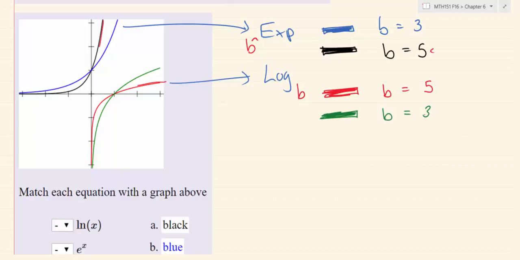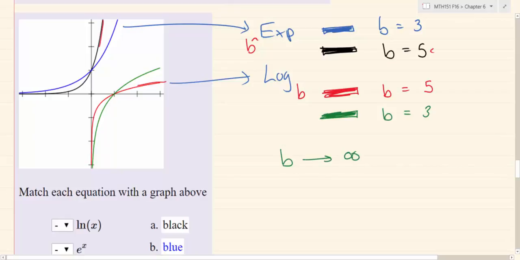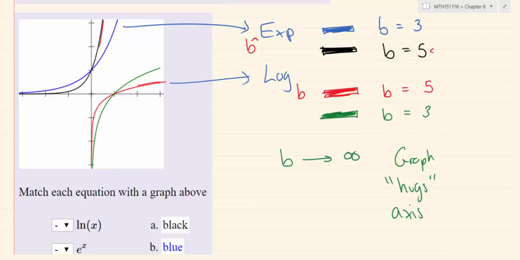And in order to avoid this confusion, as b gets larger, as b goes to infinity, the graph hugs the axis. As b gets larger, whether you're dealing with an exponential graph or a log graph, that function hugs the axis. So when you look at the black line in the exponential has a bigger base. So that means it hugs that axis closer. Try to take the idea of steepness out of it. The idea of steepness works fine for the exponential, but then it bites you when you do logs. So the red line, the red log line, hugs the axis more tightly, so it has a higher base.